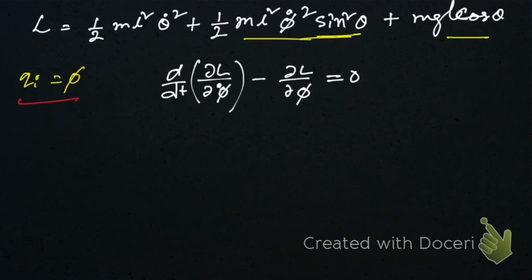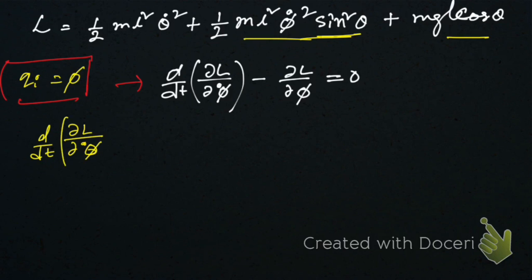If you take qi equal to phi, then this is going to be your Lagrangian equation. Here, first let me find del L by del phi dot, and its time derivative as well. If you find del L by del phi, you can differentiate only this term, because the remaining terms will be 0. Here only this term contains phi.